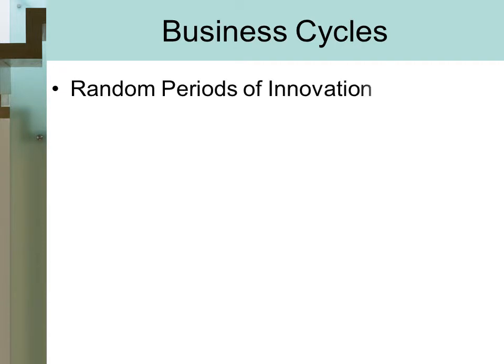Now, why do business cycles occur? Now that we've defined the business cycle, we've talked about the 4 phases of the business cycle. We talked about the long run trend and the ups and downs through the trend. The idea that over time we grow at an even keel, but we have these random periods of ups and downs. Well, the first one is random periods of innovation.